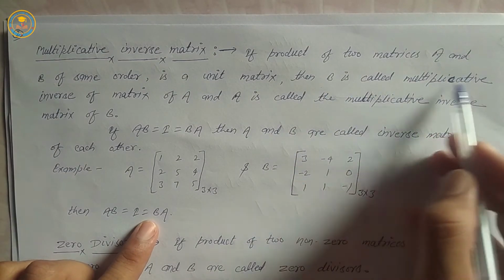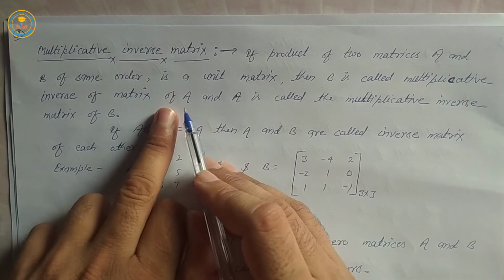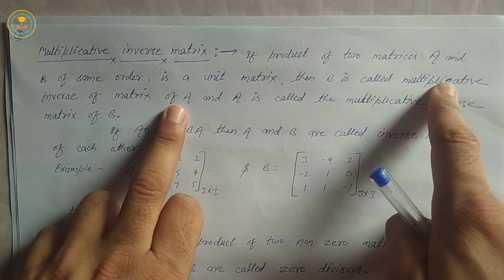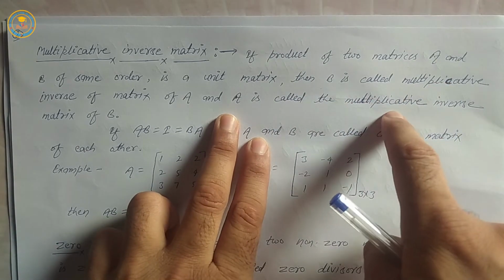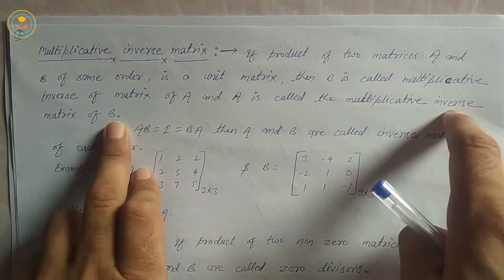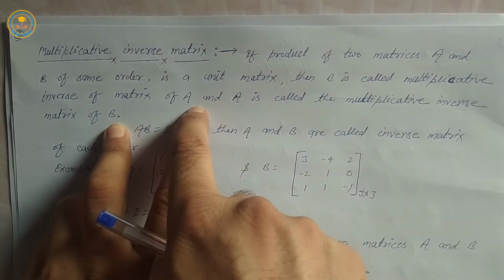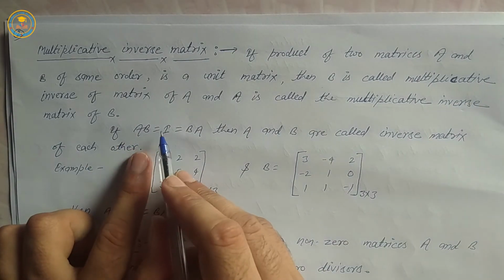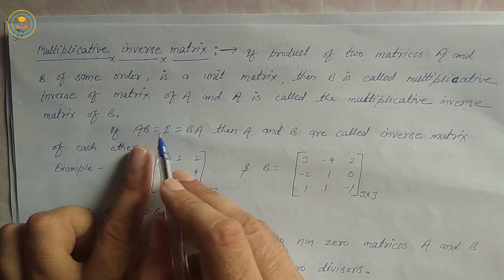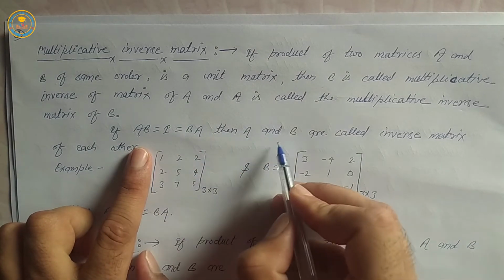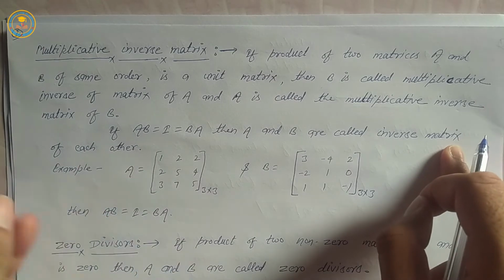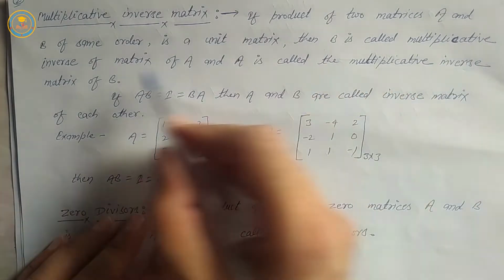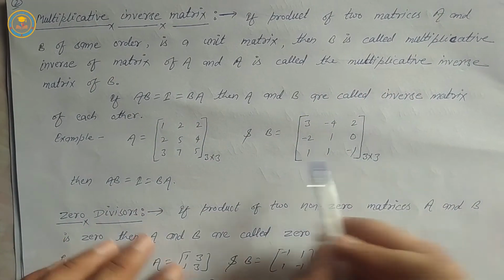Then B is called the multiplicative inverse of matrix A, and A is called the multiplicative inverse of matrix B. If AB is equal to I and BA is equal to I, then A and B are called inverse matrices of each other. For example, matrix A 3 by 3, same order, and matrix B 3 by 3.